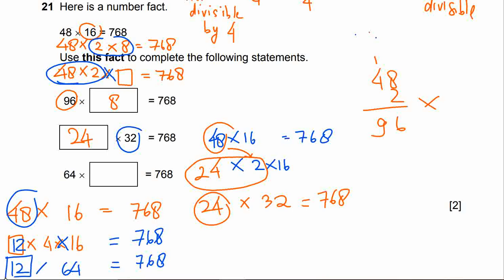12 times 64. This is 4 times 16, 64, to get 768. So the answer will be 12.